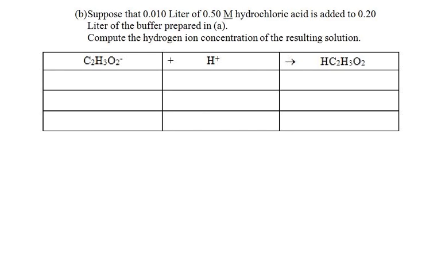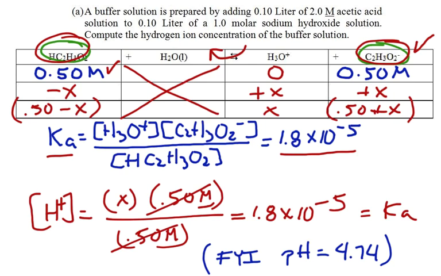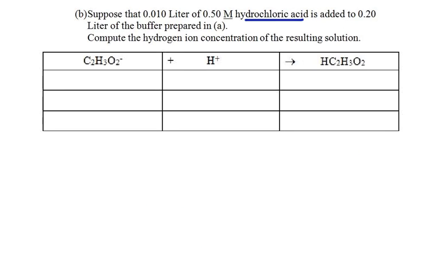Now, part B, this is where we take a little bit of our acid, some hydrochloric acid, which is not part of our equilibrium, and we're just going to throw it in with our buffer. Now, here's our buffer. We know that we started with 0.5 molar of each of the two concentrations that we had before. Our buffer is 0.5 molar of the weak acid, 0.5 molar of the weak base.